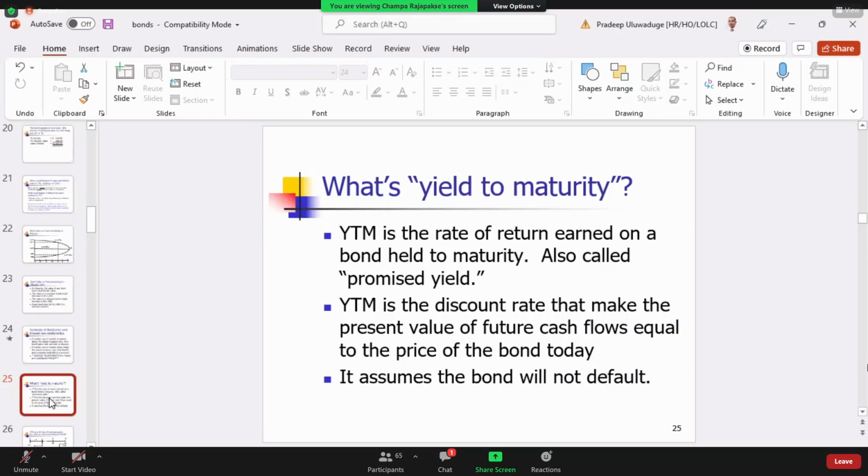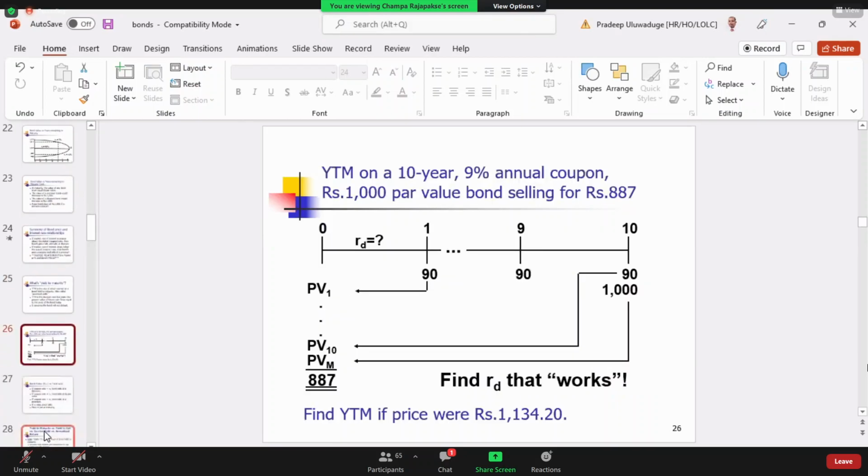Or another definition: YTM is the discount rate that makes the present value of future cash flows equal to the price of the bond today. So it is the discount rate that gives you the market price as the value of the bond. It assumes the bond will not default. So we define yield to maturity as the interest rate that gives you the market value, assuming that the bond will not default, right? Okay.